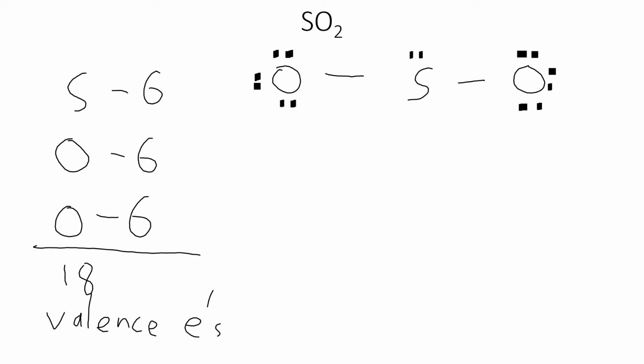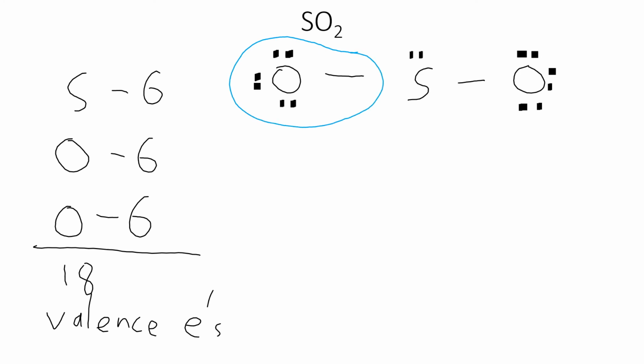Go back and do your checks. Do we have 18 electrons? 2, 4, 6, 8, 10, 12, 14, 16, 18. Yes, we have 18, so that looks good. Now we need to check our octets. To check our octets, we need to look around each one of our atoms to see if we have 8 electrons in its vicinity.